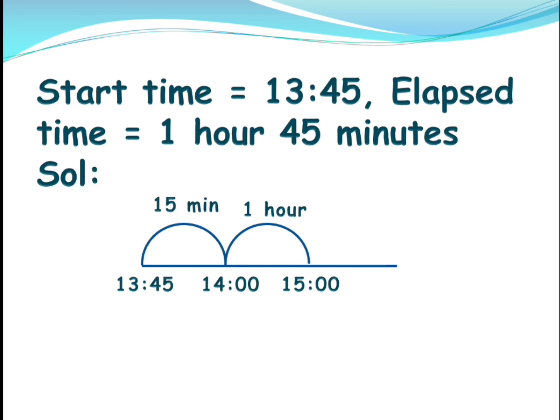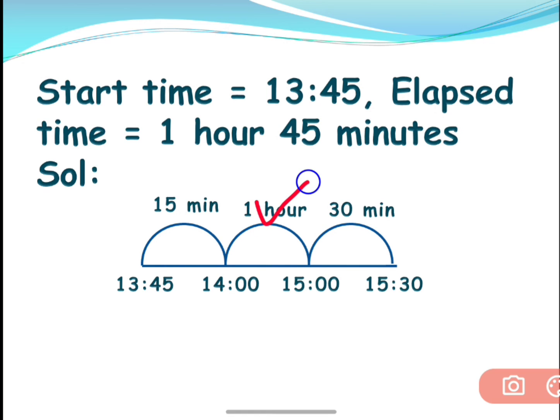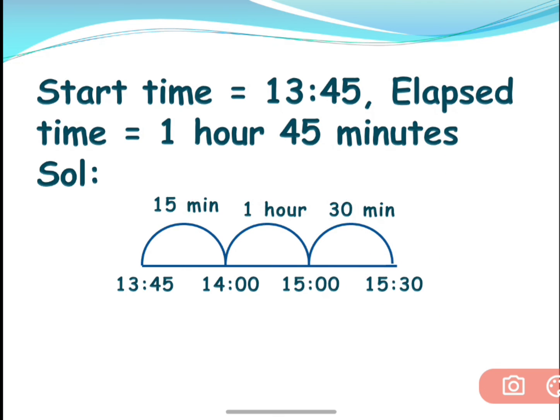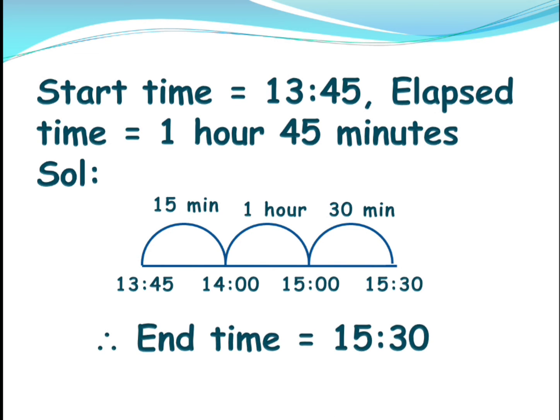So if you add 30 minutes to 15, it becomes 15:30, isn't it? Now, children, see, 1 hour we finished. 30 minutes plus 15 minutes becomes 45 minutes. So we finished with the elapsed time, 1 hour 45 minutes. So when you reach, the end time is 15:30. Therefore end time is equal to 15:30, you'll write. In this way you need to calculate the elapsed time, start time and the end time with the given data.